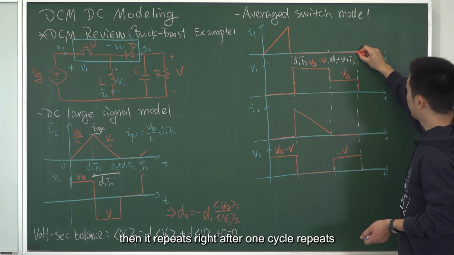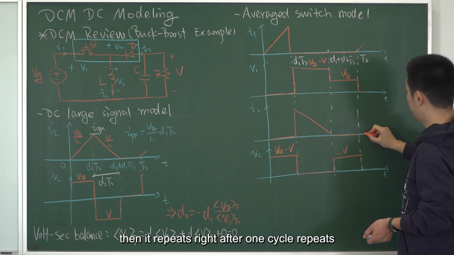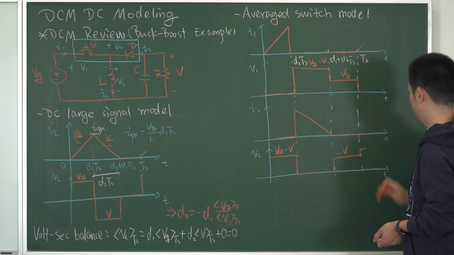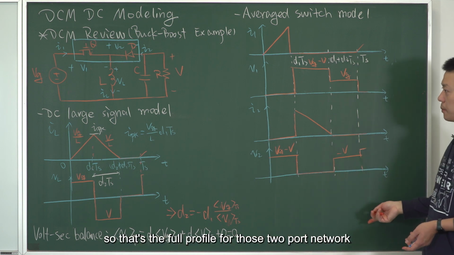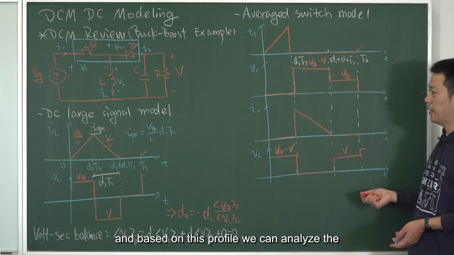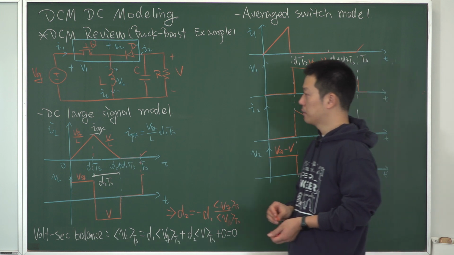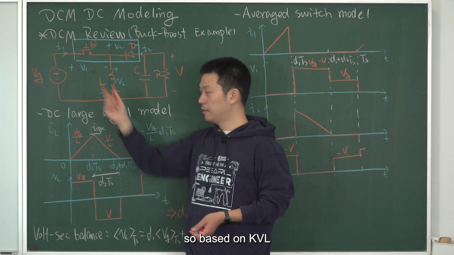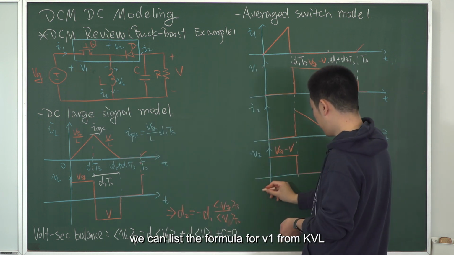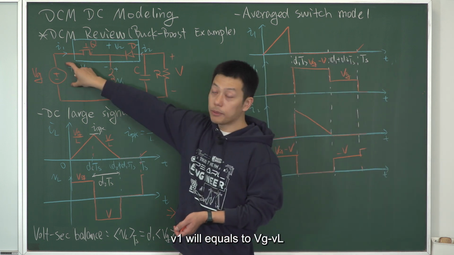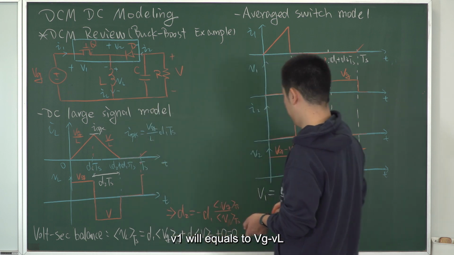Then it repeats after one cycle. So that's the full profile for this two-port network. And based on this profile, we can analyze the two parameters, right? First one is V1. So based on KVL, we can list the formula for V1. V1 will equal the input source voltage minus the inductor voltage.